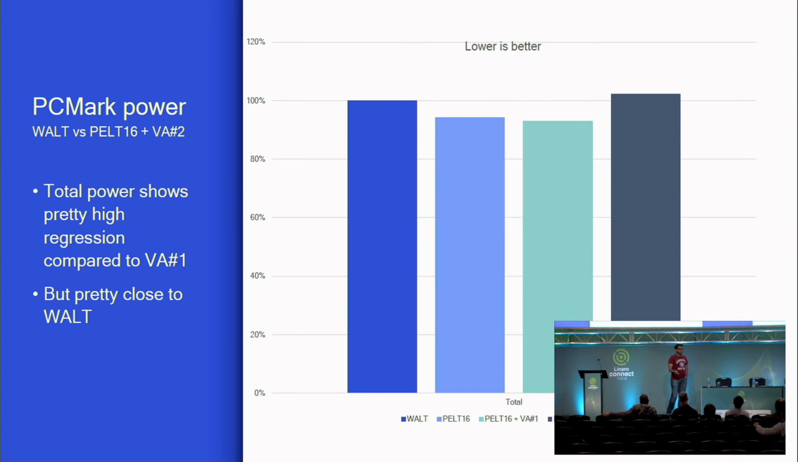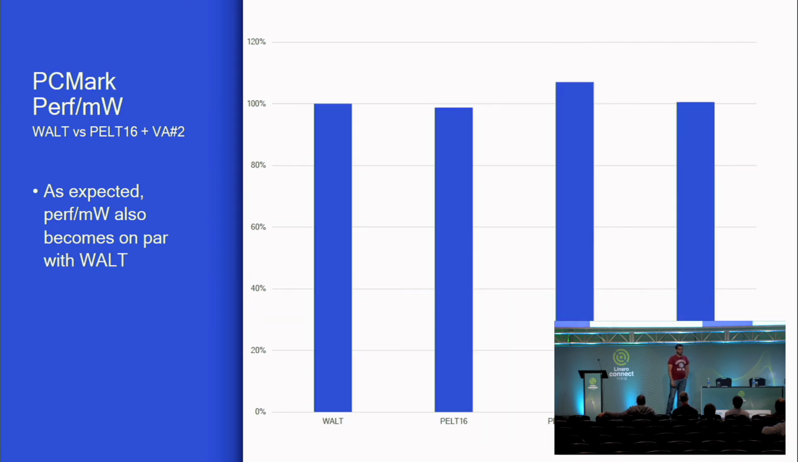If you look at power, sadly, the power increase is also pretty high. That's a regression compared to PELT with value add set 1, but the power is now almost on par with WALT. I think that's about 101%. It looks like a huge delta there, but overall it's pretty close to WALT. And performance per milliwatt is pretty much in line with WALT. You're spending more power than WALT, getting more performance than WALT on more subtests, and you end up on par with WALT in terms of efficiency.